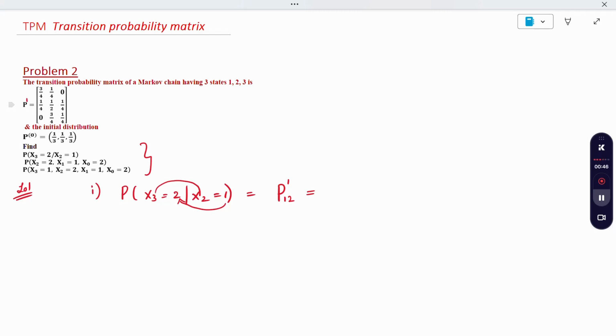P 1 2 power 1 is nothing but P only. This is power 1, so we take P at the 1 2 position. The 1 2 position is 1 by 4. So the answer is 1 by 4. The first subdivision is completed.